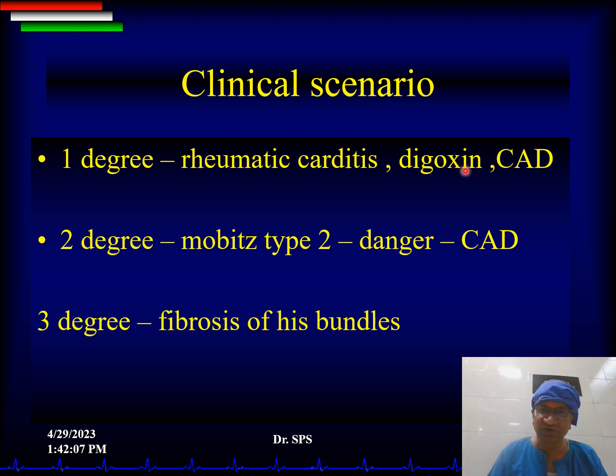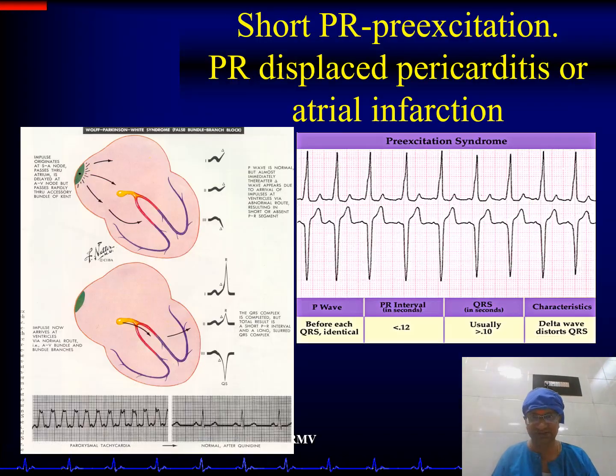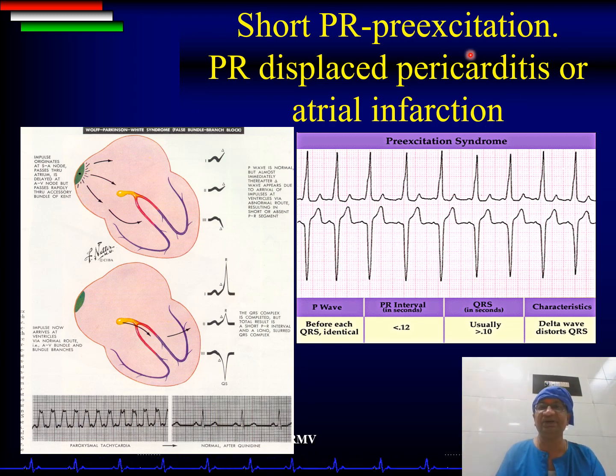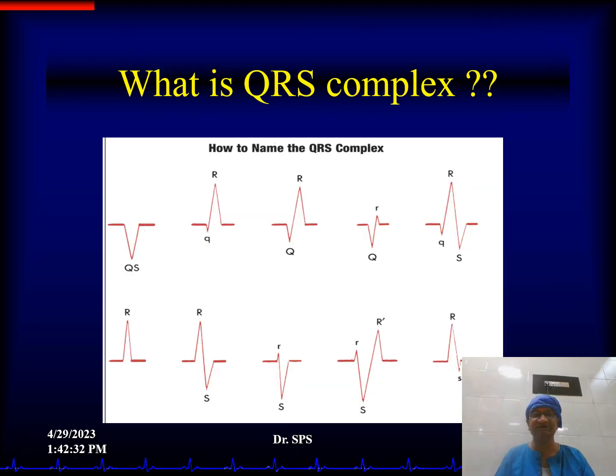First degree may be due to rheumatic carditis. Second degree may be due to fibrosis of the His bundles. Now PR is short, very short here. Short, 0.12 second, a little less than this. It can happen in pericarditis or atrial infarction or WPW syndrome, where we can see a short PR interval followed by a delta wave. A slurred QRS start is called a delta wave.